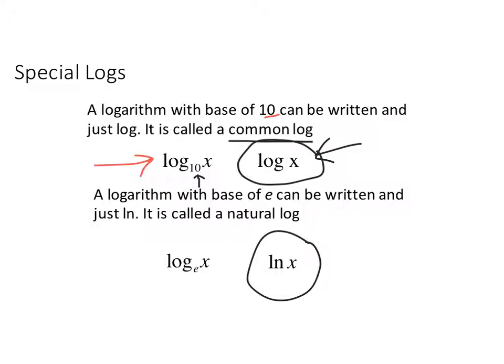Same with this one. If you see it with an ln, that's called the natural log. We know e is just a number, so e is the base when we see ln. So when we see it looking like this, we need to rewrite it with a little e there to remind us, oh hey, it's base e. These are two things that we just got to make sure we know when it comes to evaluating and rewriting logarithms.